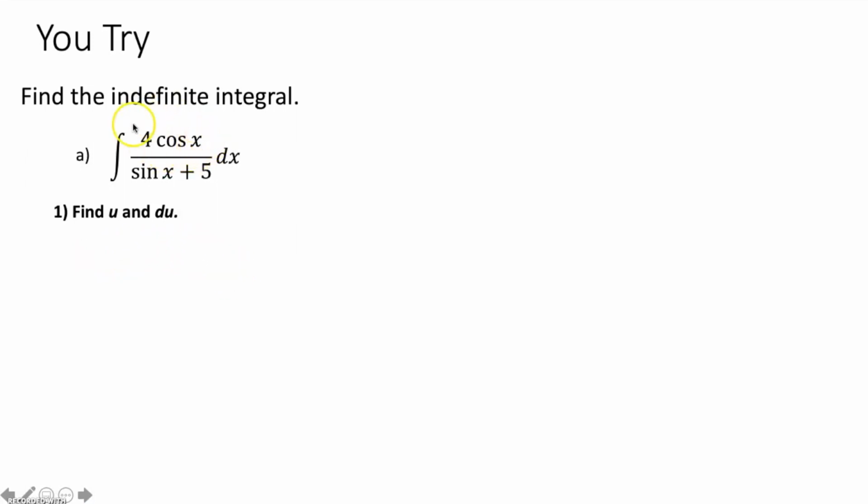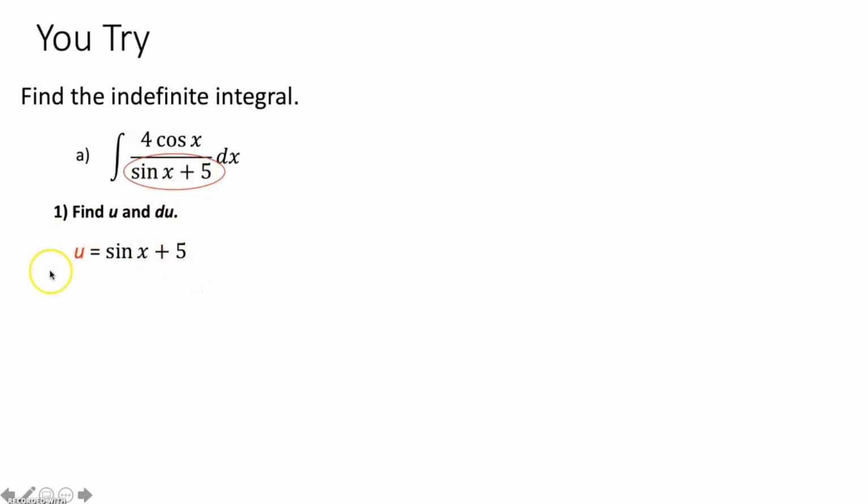So you think you would be able to set u equal to cosine of x, and the derivative of that would give you negative sine of x. However, in this problem, this is in the denominator. So du would not account for this down here. So you can't do it that way. You have to set u equal to the denominator in this case. We're going to set u equal to sine of x plus 5.